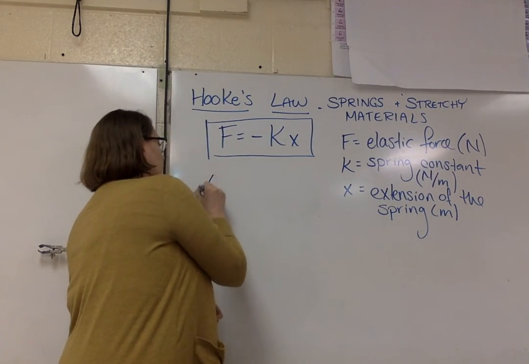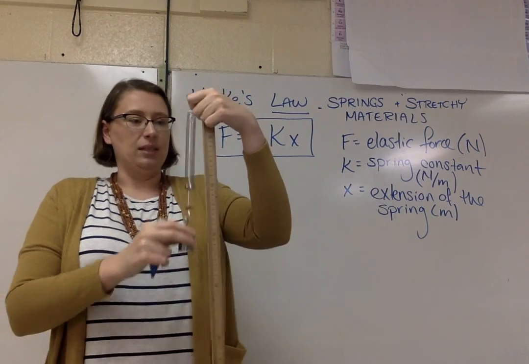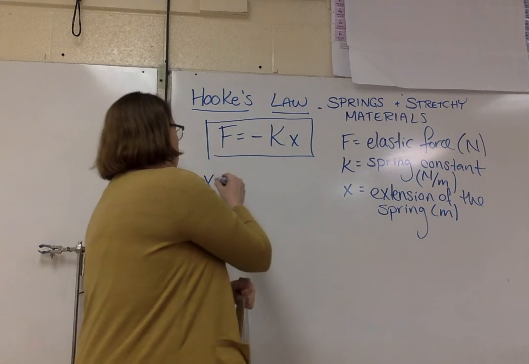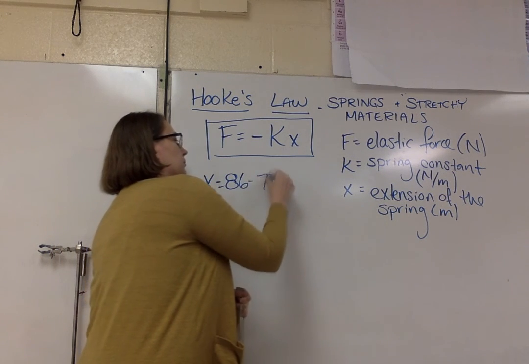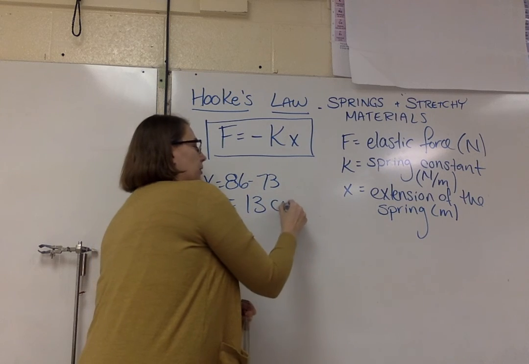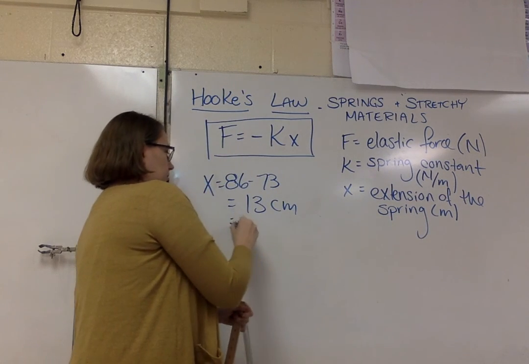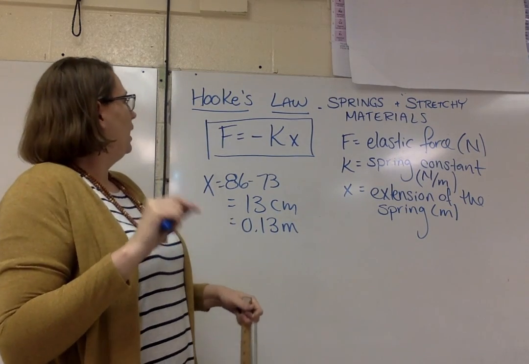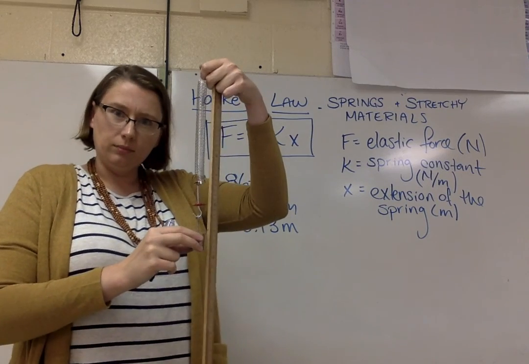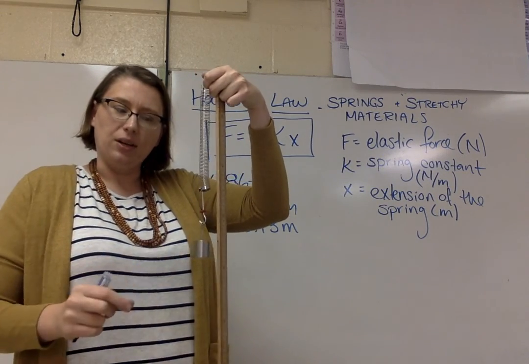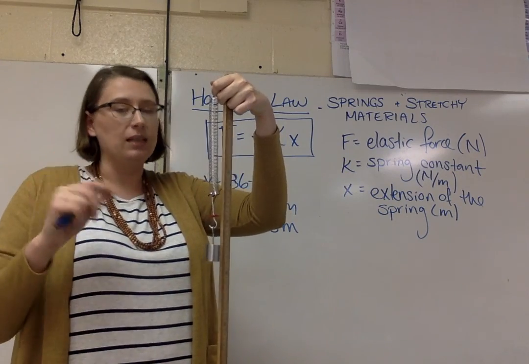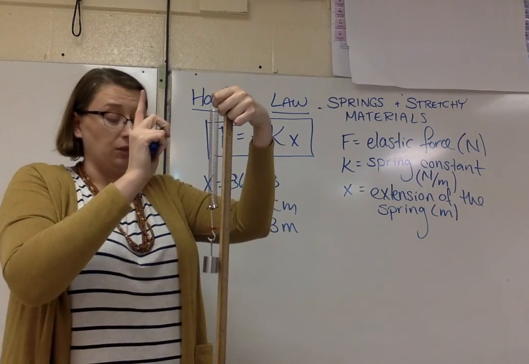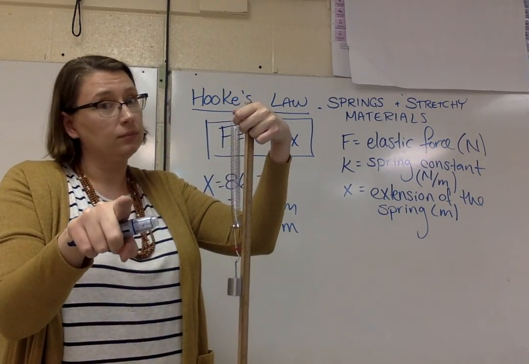So what is the X for this problem? With this, so we said it was at 86, and then it was at what? 73. So that's 13 centimeters. I want my X in meters. 0.13 meters. Now, what is the force that is pulling down here? Good question. If we let it stop bouncing, it's not moving. So they're balanced. The up force is the spring. The down force is from gravity.